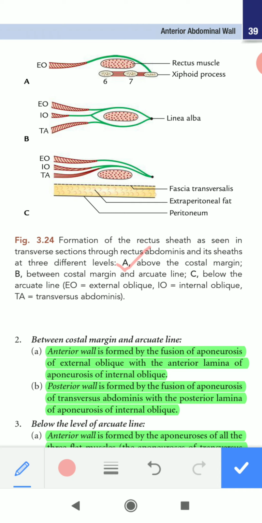And below the arcuate line, the rectus sheath is formed anteriorly by the aponeurosis of the external oblique, internal oblique and transversus abdominis. That means the aponeuroses of all 3 flat muscles form the anterior wall of the rectus sheath, but the posterior wall is deficient. It rests on the fascia transversalis.